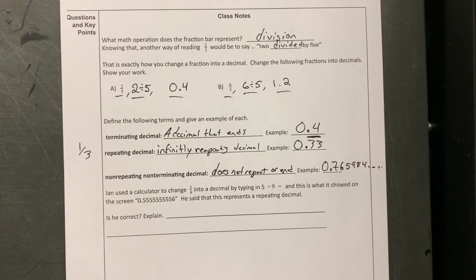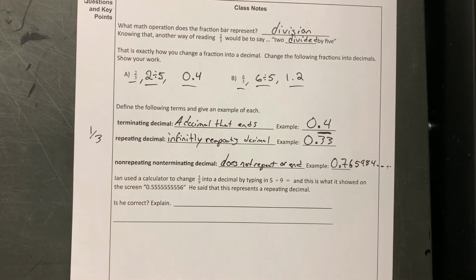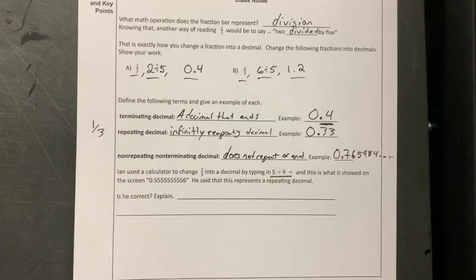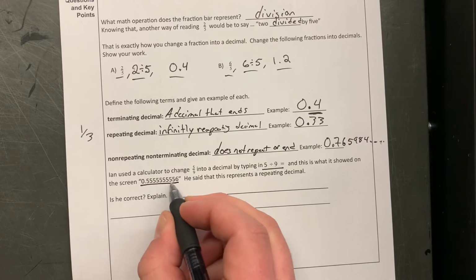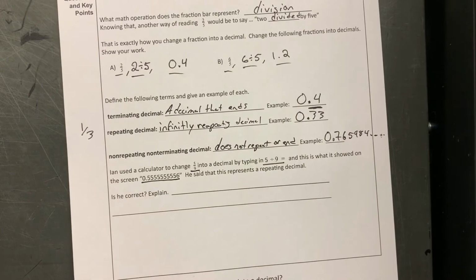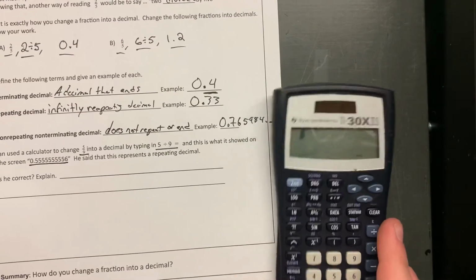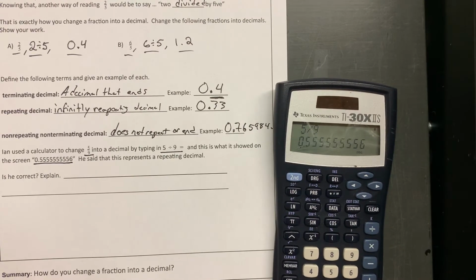Okay. We look down here at this kind of application-based problem. Ian used a calculator to change 5/9 into a decimal by typing in 5 divided by 9. This is what it showed on his screen: 0.555555556. He said that this is a repeating decimal. Now I first want to show you what I get when I do this on my calculator here. If I do 5 divided by 9, I end up with the same thing.